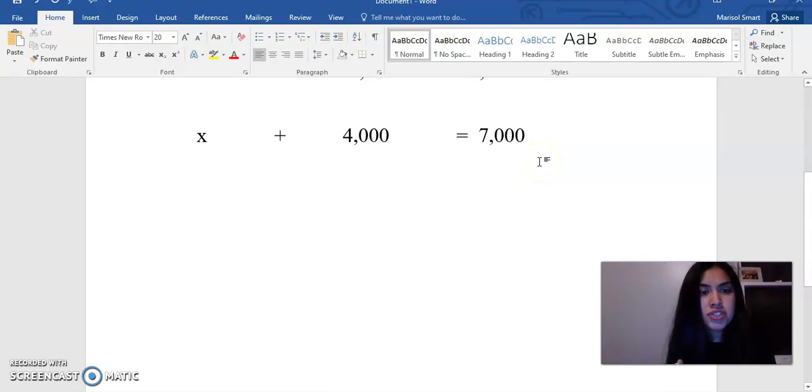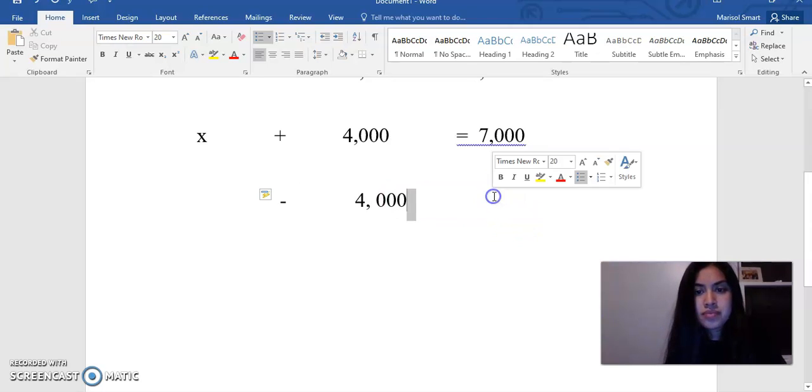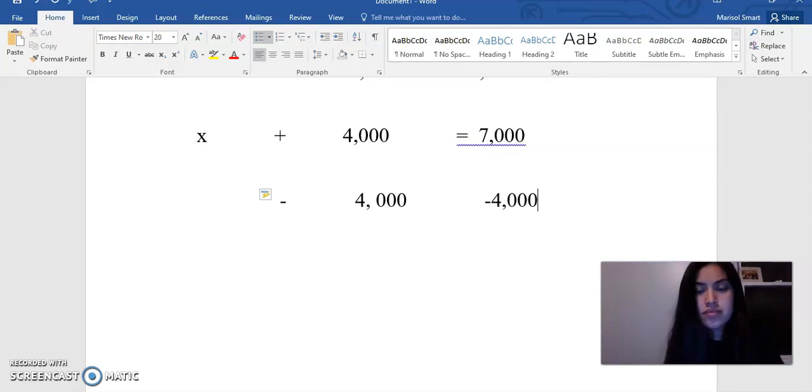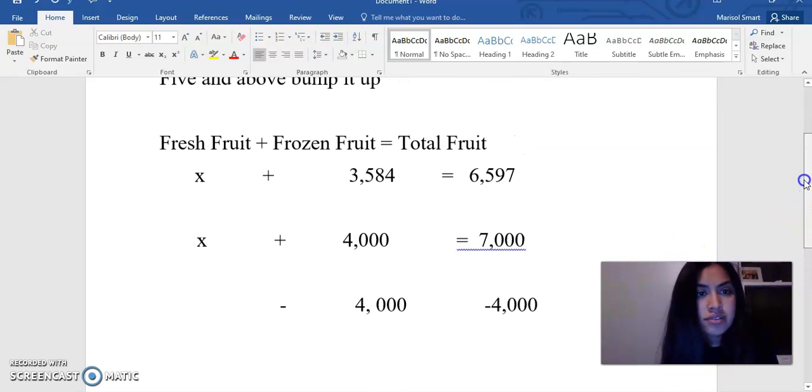So I know inverse operations. I need to do the inverse operation, and the inverse of addition is subtraction. So I'm going to subtract 4,000 from both sides. You probably know this in your head already, but just so you can see how it makes sense mathematically, I'm left with x, which is 3,000, which is, in this scenario, the amount of fresh fruit.